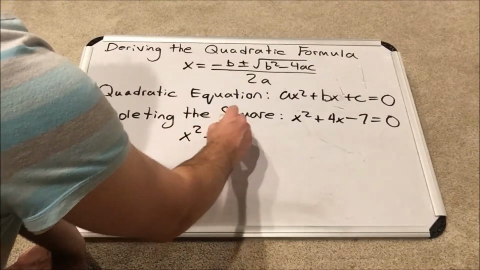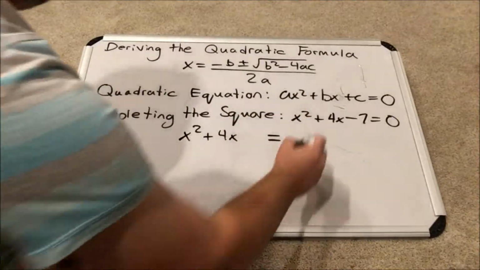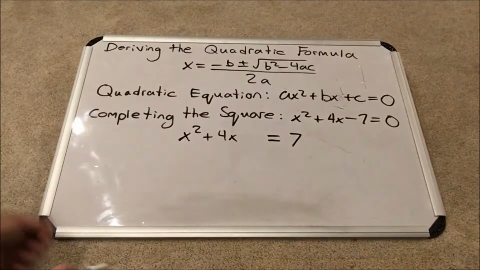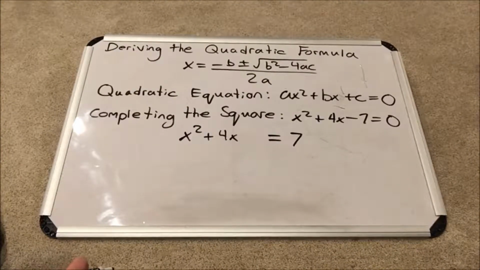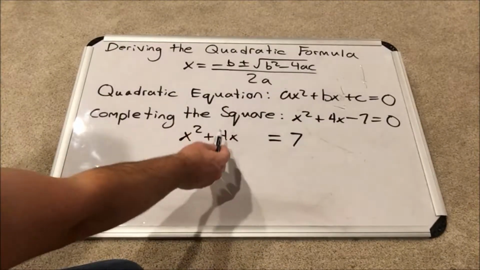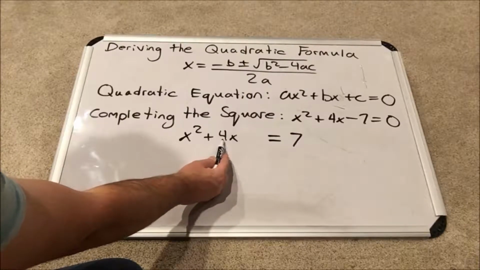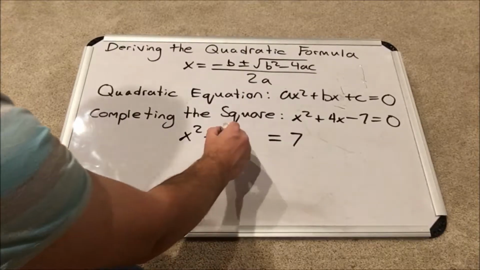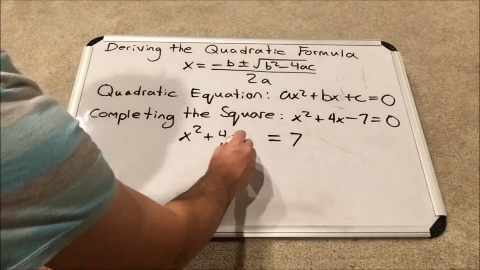X squared plus 4x. Now I'm going to leave a space, and I'm going to write the 7 on the other side. So now it's positive 7 on the other side. Then what I'm going to do is complete this square. Here's how it's done. I divide the middle coefficient of the x to the first power term by 2. That would equal 2. And then I square it.